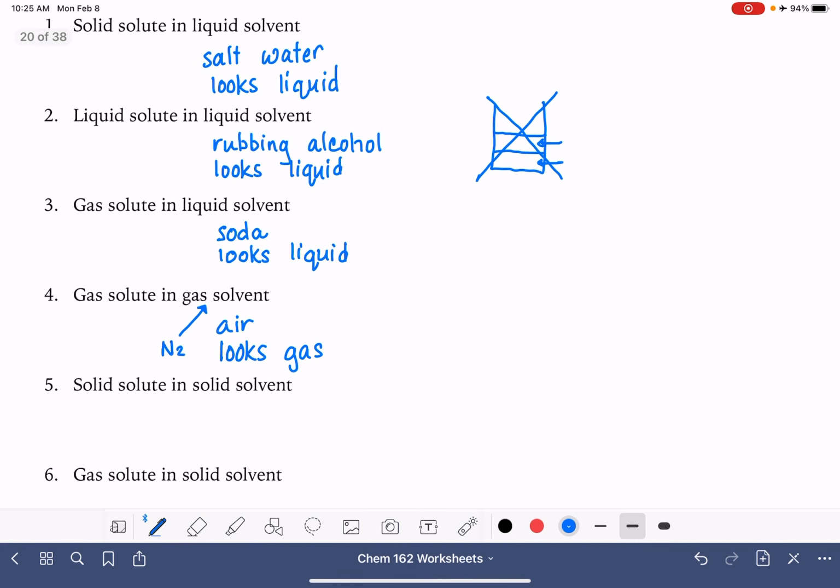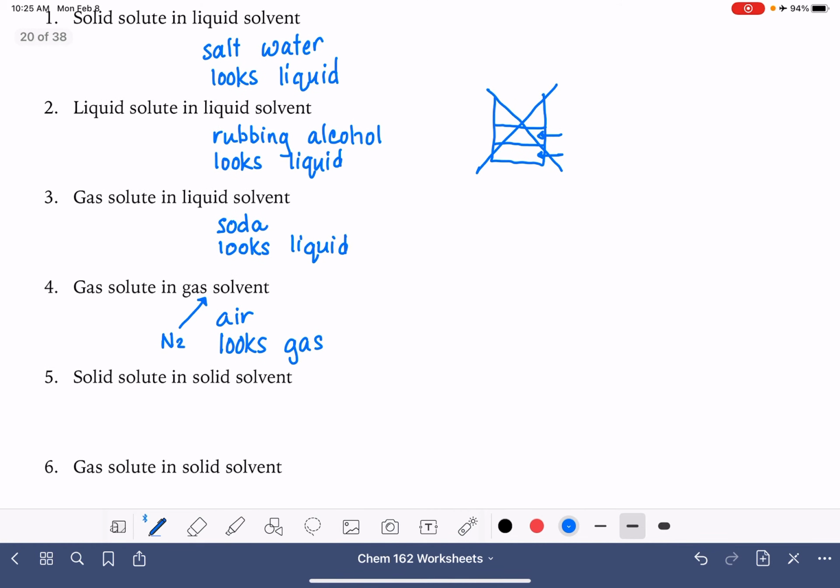Solid dissolved in solid. This is one that's usually pretty hard for people to think of an example. Brass is an example of a solid in a solid. It's a mixture of two metals or multiple metals. It looks like a solid.